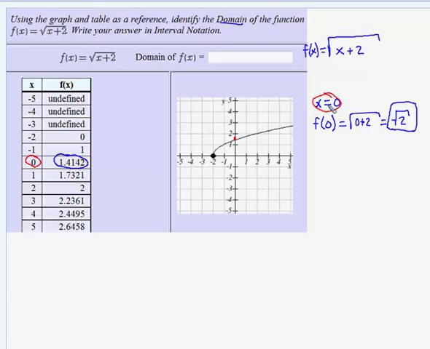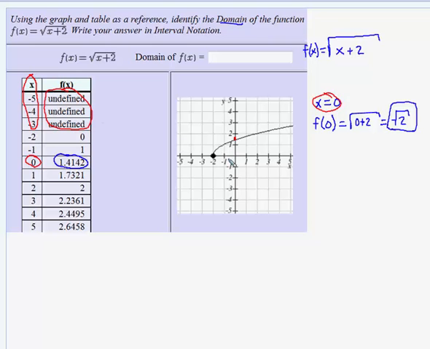Let me give you an example of an x value that's not in the domain. This would be easy to see on the table. Here are some examples of x values for which the function is undefined. They show up this way in the table. They also show up on the graph in the following way.